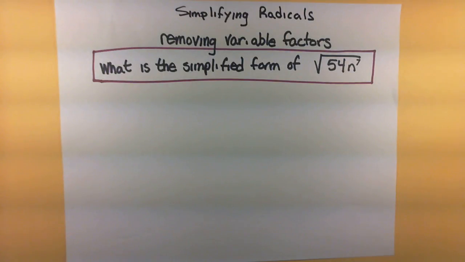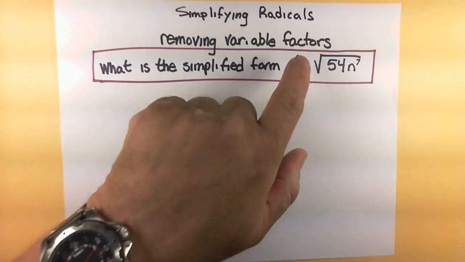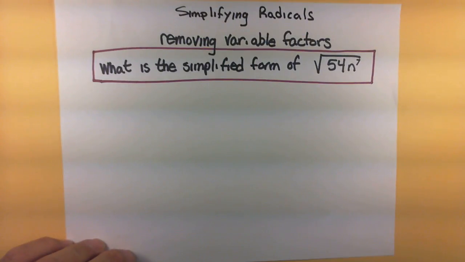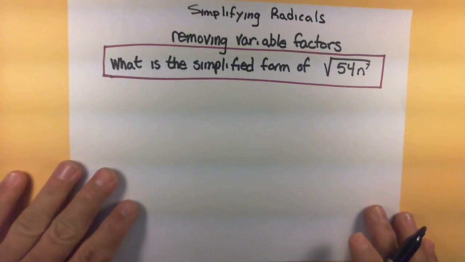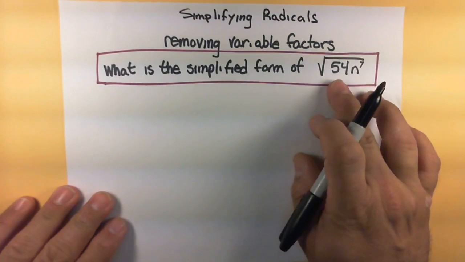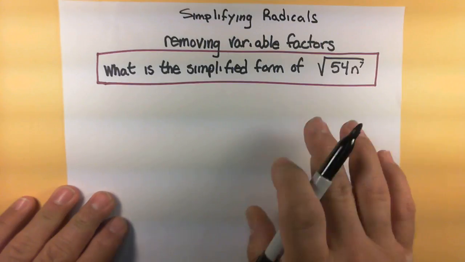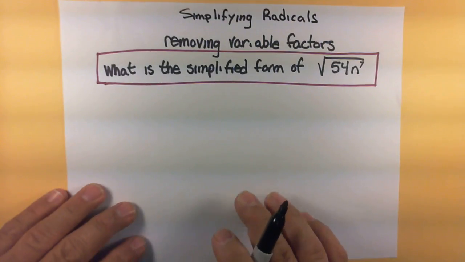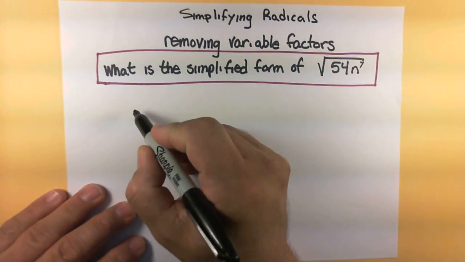In this video, we're talking about simplifying radicals and removing variable factors. So the question would be, what is the simplified form of the square root of 54n to the 7th? So let's just break this into a couple of pieces.